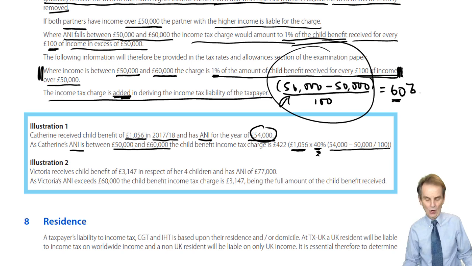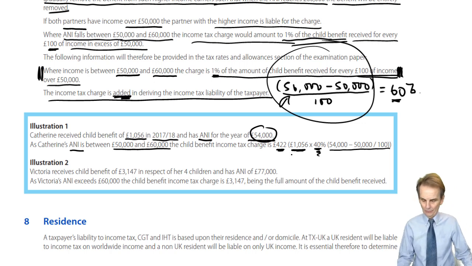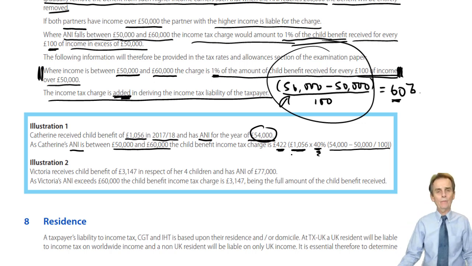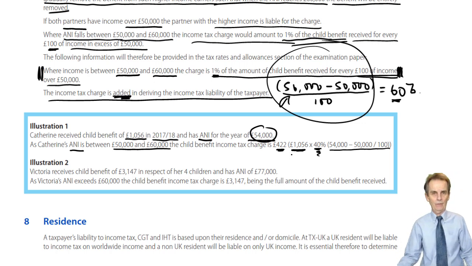Applied to the child benefit received, that figure rounded down to the nearest pound, that'll be, I hope, £422. Well, when you've got your basic rate, higher rate, additional rate tax, you add in that child benefit tax charge.